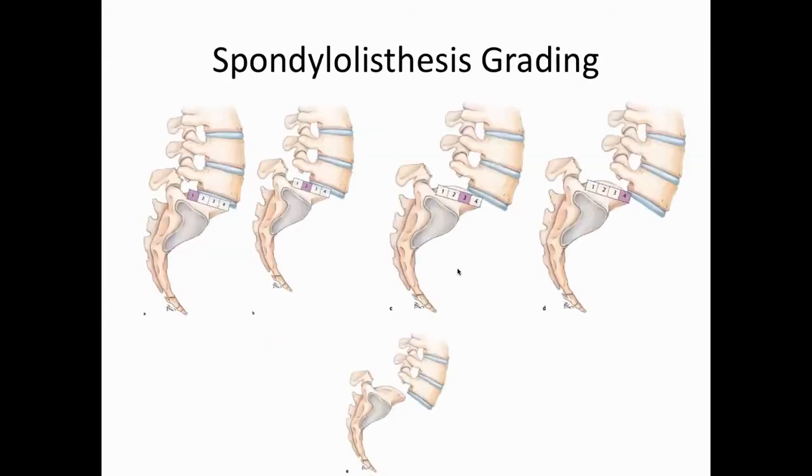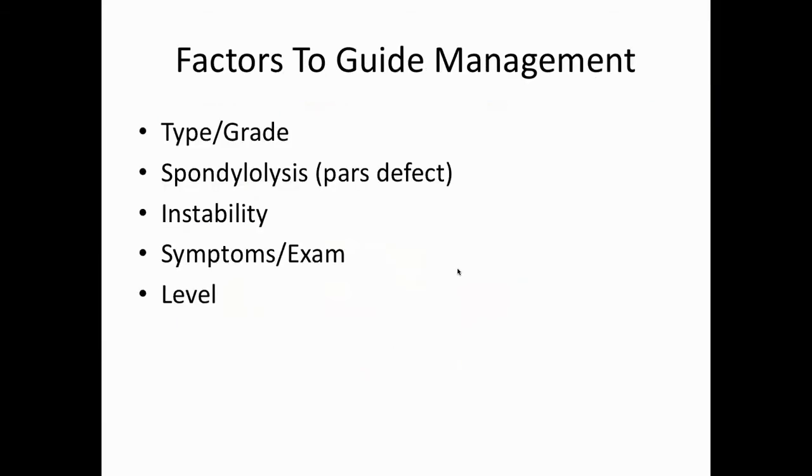So the Meyerding classification, as many of us know, grade 1 to 4: if it's less than 25%, up to 50, more than 50%, and if it's between 75 to 100%, which is grade 4, and then a grade 5 is a complete detachment of L5 over S1. So factors to guide our management: type and grading, spondylolysis, if it's because of the pars defect, how unstable they are, how flexible they are, what the symptoms are, is it only back pain, leg pain, and the level of fusion that we consider.